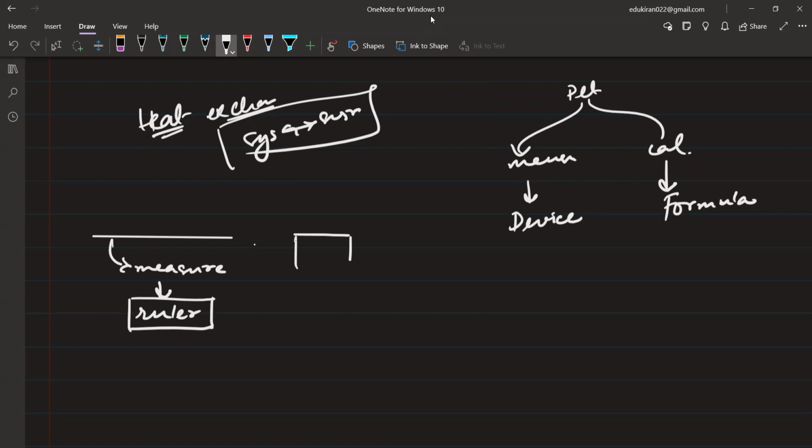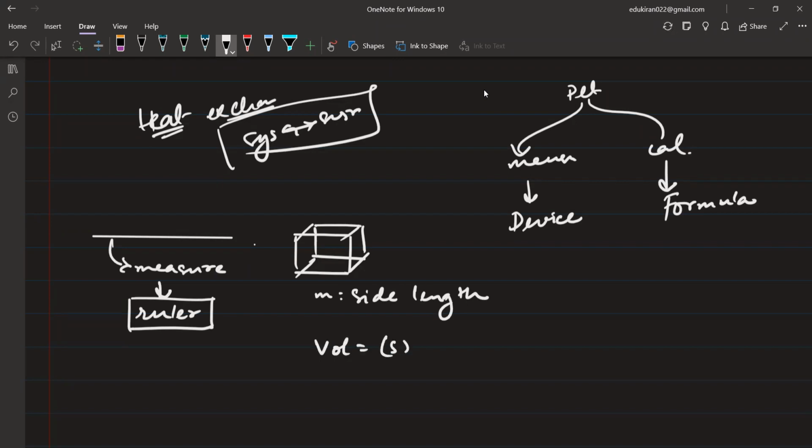But if I ask you to determine the volume of this cube, you will not bring a device to measure volume. What you are going to do is measure the side length, and then use a formula. Volume is equal to the side length cubed, if it is a cube. So volume is equal to side into side into side.